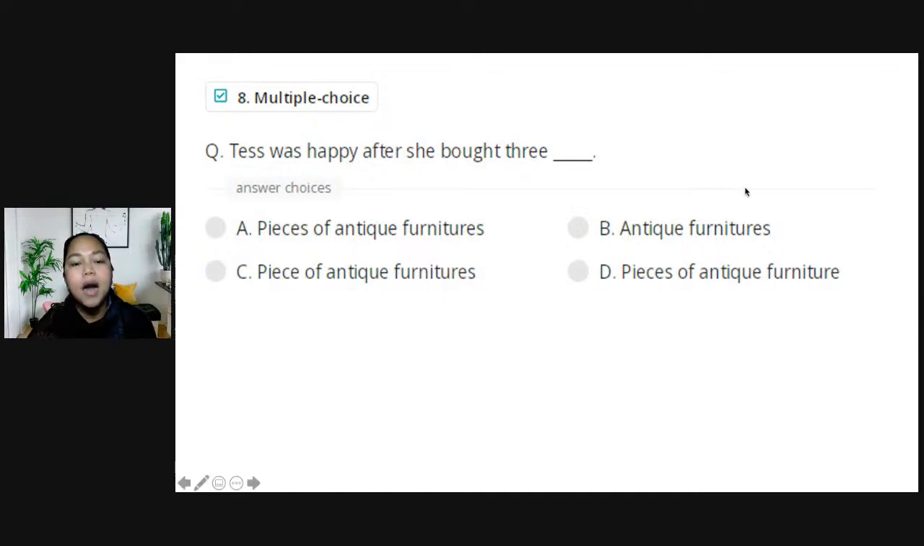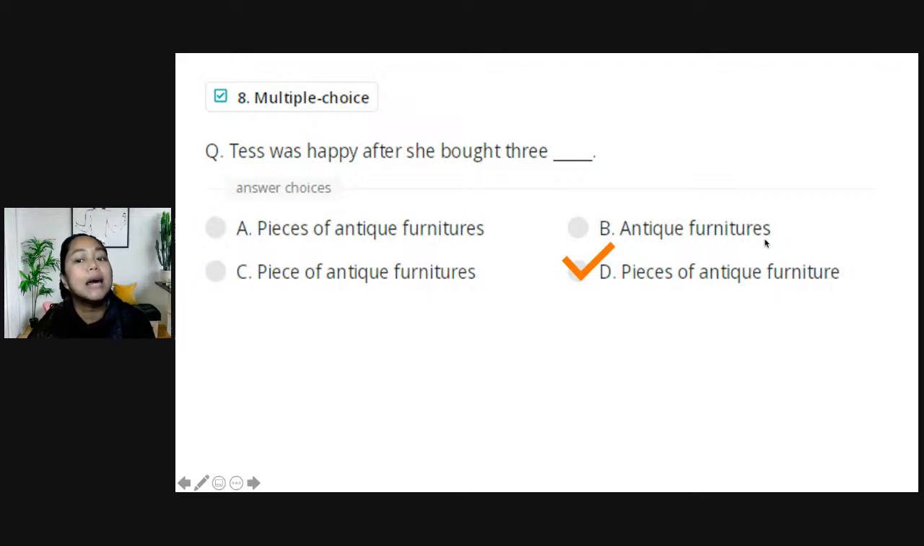Tess was happy after she bought 3. The correct choice, of course, would be pieces of antique furniture. Now, kung inyo pong napapansin, letter A mo dito, you have furnitures. Letter B, meron ka ding furnitures. And letter C, meron ka ding furnitures. But the correct choice here is letter D, pieces of antique furniture.